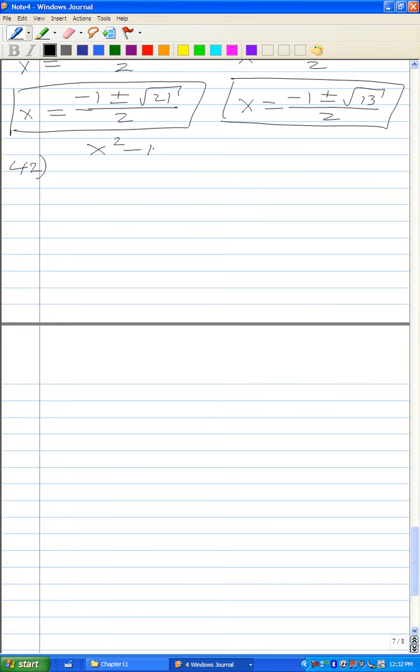x squared minus 16 over x minus 4 equals 0. In exercises 41 through 60, solve the equation by any method.